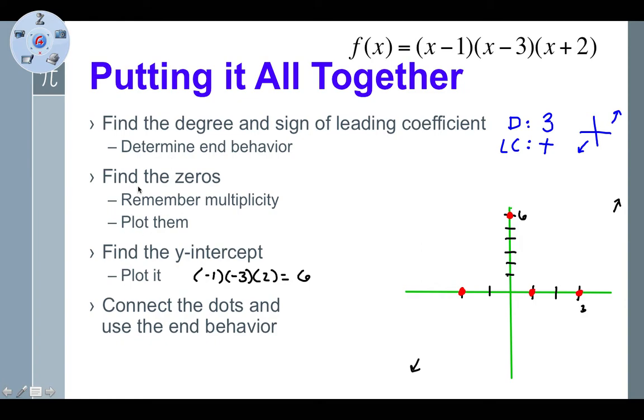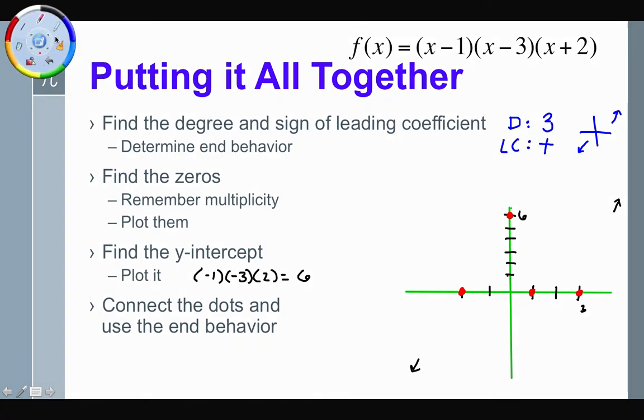I forgot to say this, but I wrote it up here. We said find the zeros, remember multiplicity. All of these multiplicities are 1, so there's no bouncing in this particular case. We wanted to start with something simple. We're going to connect the dots and use the end behavior all at the same time now.